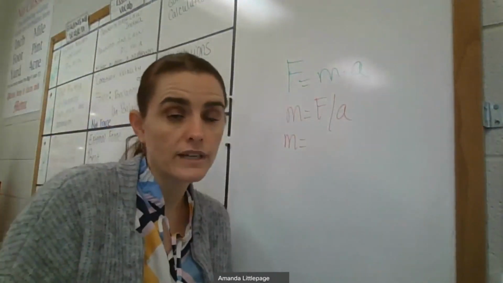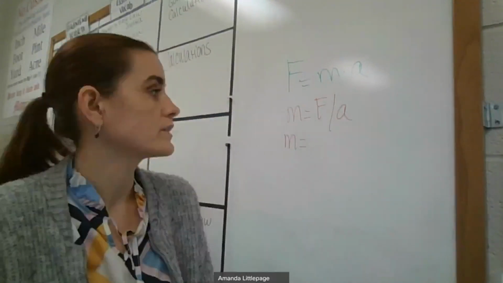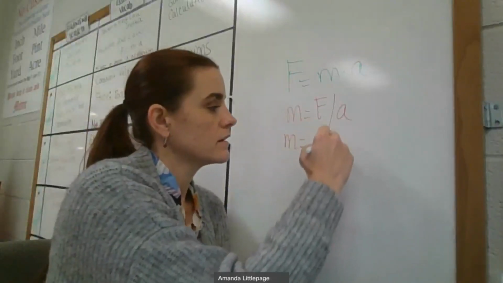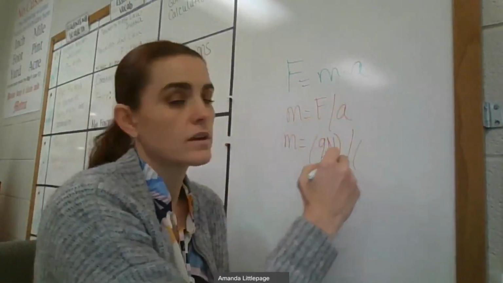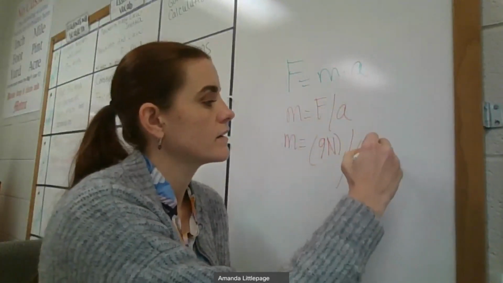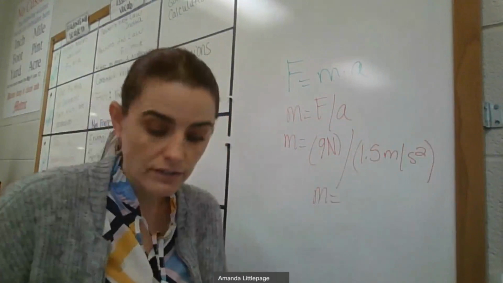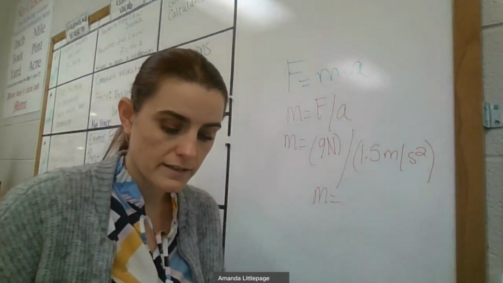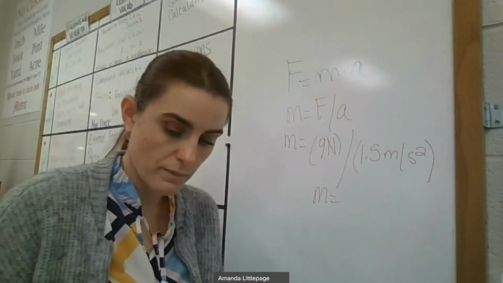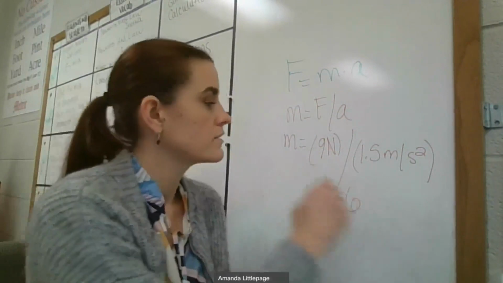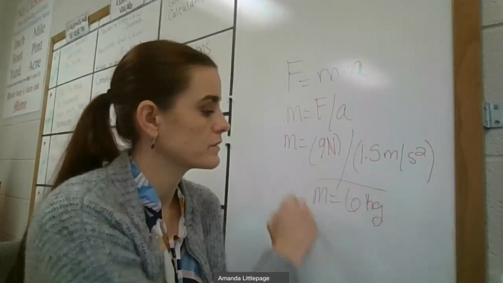So we're doing number 5 on the guided notes you should be filling in. For number 5, it says here, a basketball is thrown with a net force of 9 newtons. 9 newtons divided by acceleration, which is 1.5 meters per second squared. Let's put that in our calculator and see what we come up with. So 9 divided by 1.5. So the mass of this object is 6 kilograms.